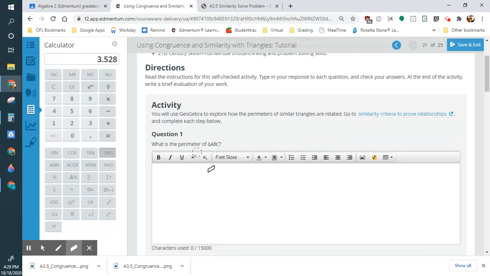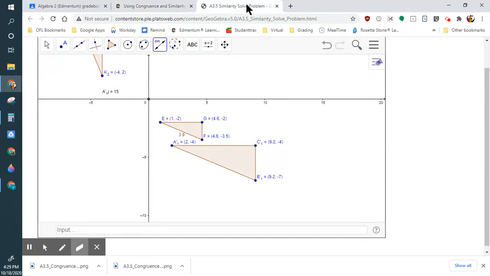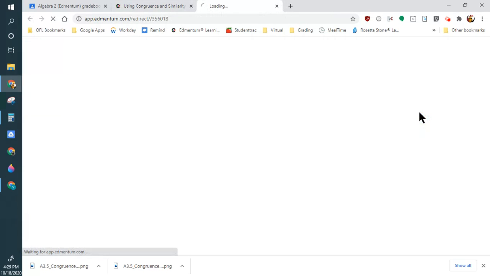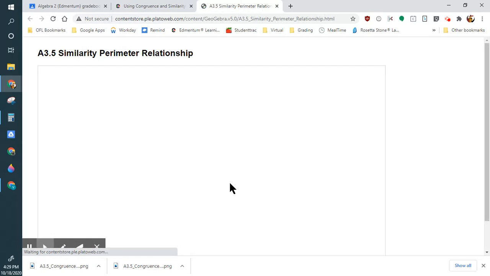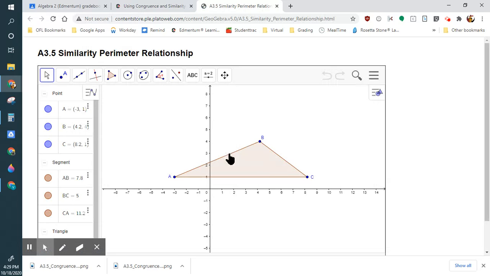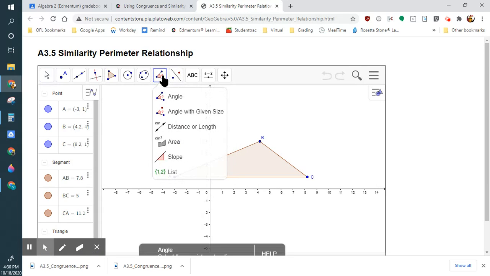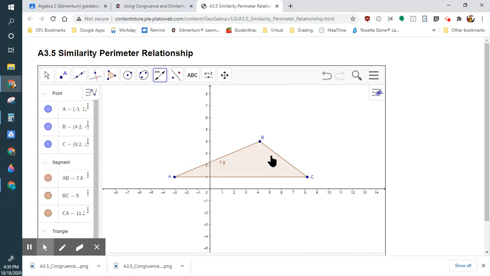All right, so what is the perimeter? I don't think there's a tool to measure perimeter. If there is, that'd be interesting. Let's see. Similarity. So let's take a look at these triangles. Measuring tools. We have area. We don't have the entire perimeter. So we're just going to have to add all of them together. So let's take all the sides.